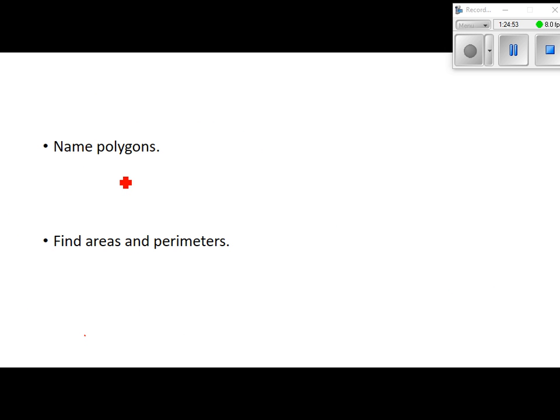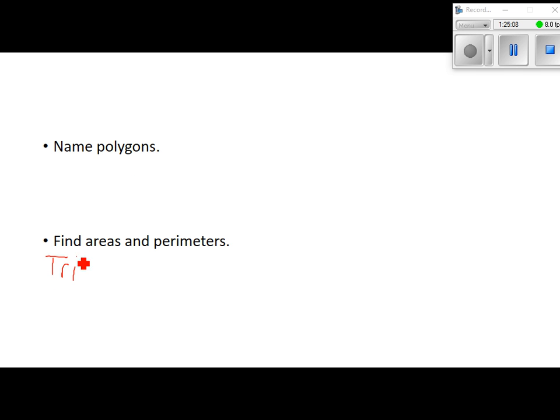Be able to name polygons. Can I get them a sheet of that? Did you hand out a sheet that had all of them on? We wrote them down. Be able to name polygons, all the different polygons. Be able to find areas and perimeters.